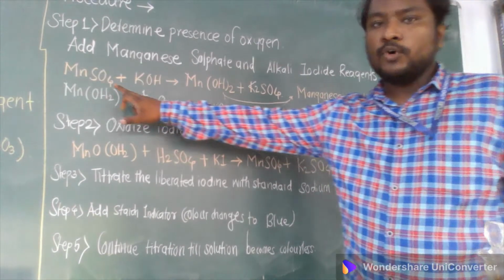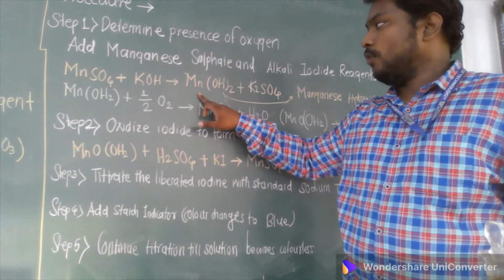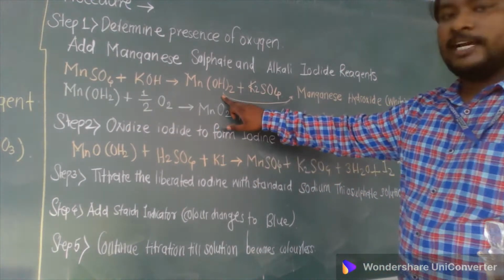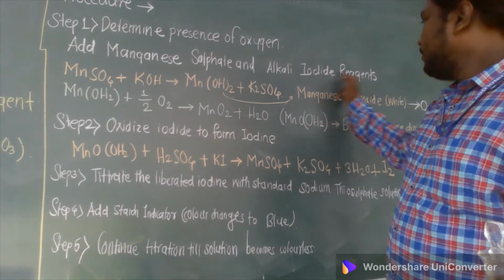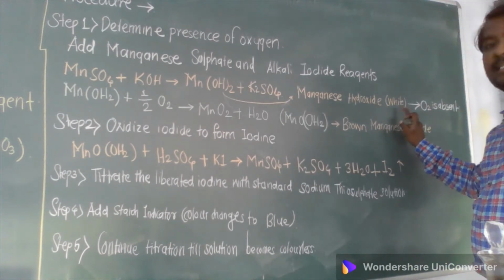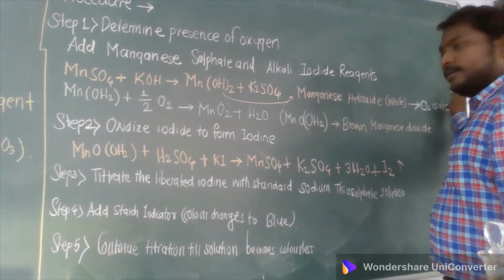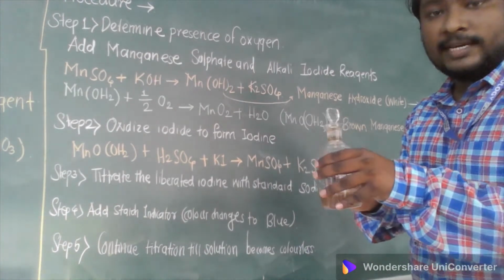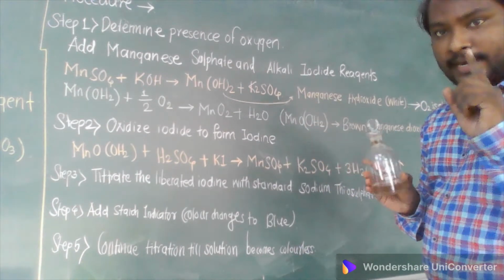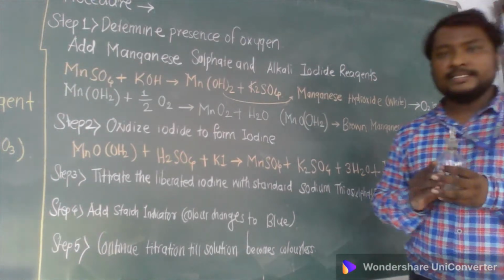When both these are added in this DO bottle, a reaction will occur and manganese hydroxide will be formed. Here I have written that manganese hydroxide will generate. When manganese hydroxide is generated, you get a white color. And when you get the white color of solution in this DO bottle, it is an indication that dissolved oxygen is not present. Dissolved oxygen is absent.